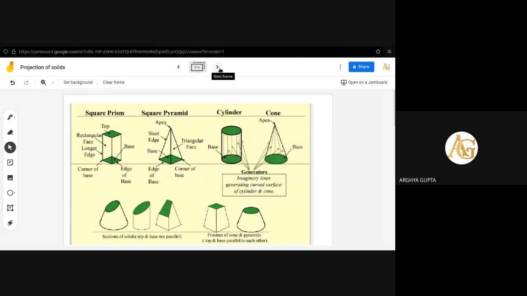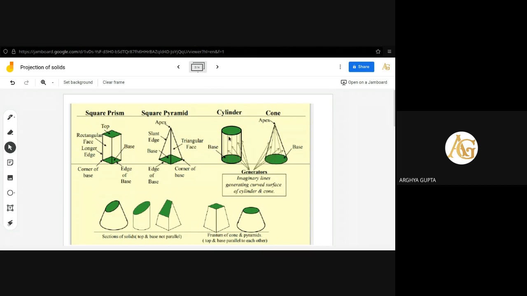There are more pictures of the solids. This is a square prism. As I was telling you, these are the rectangular faces, this is the top face and this is the bottom base. For a pyramid, we have an apex and slant edges, the edges of the triangular faces. The number of slant edges equals the number of sides: for a square it is 4, for a pentagon it is 5, like that.